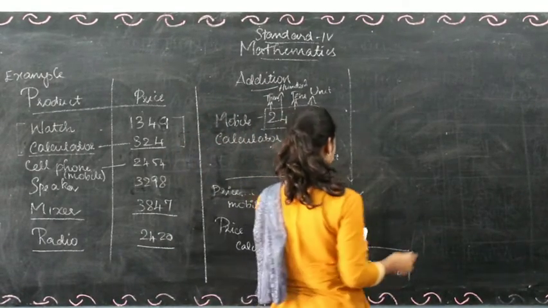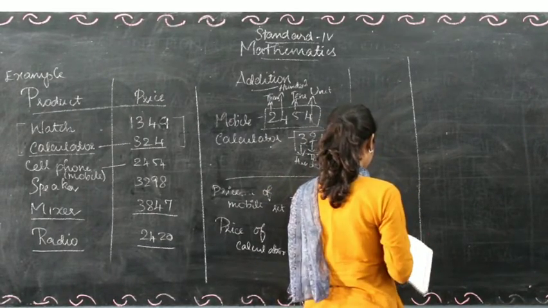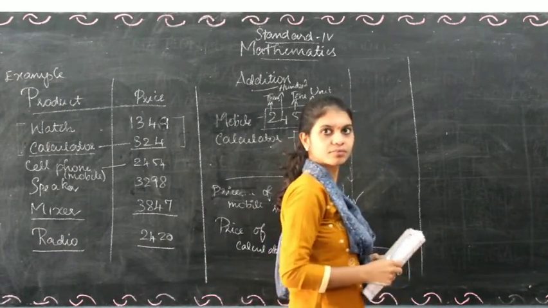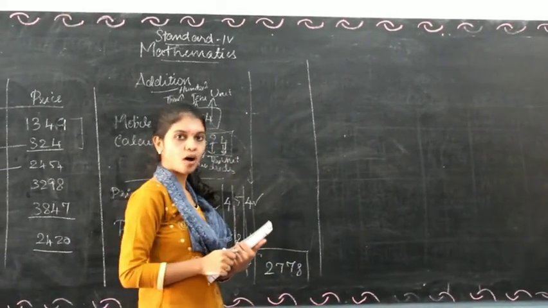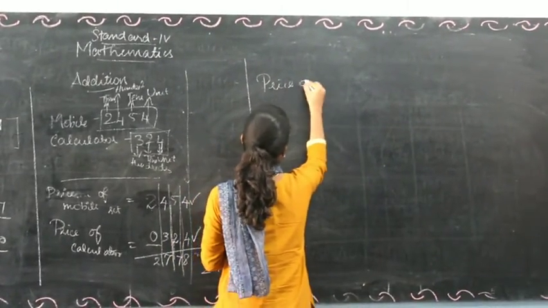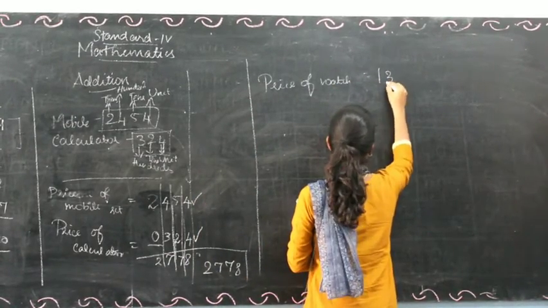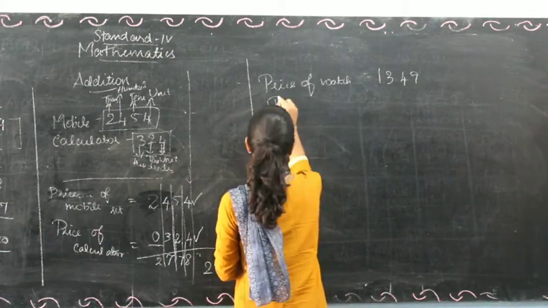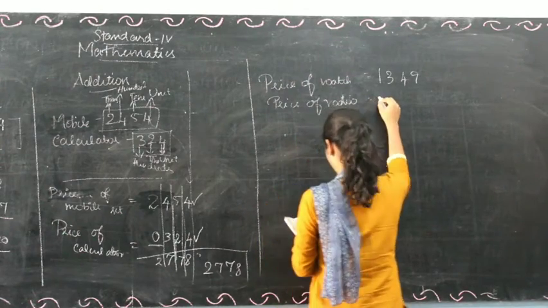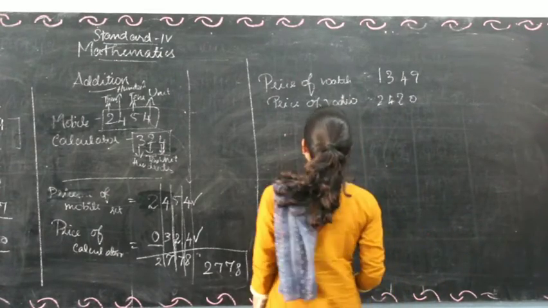So let's try and solve another problem the same way. Let's say the person wants to buy a watch and radio. So price of the watch is equal to 1349, and then price of the radio is 2420. Now we'll write them according to the place value.